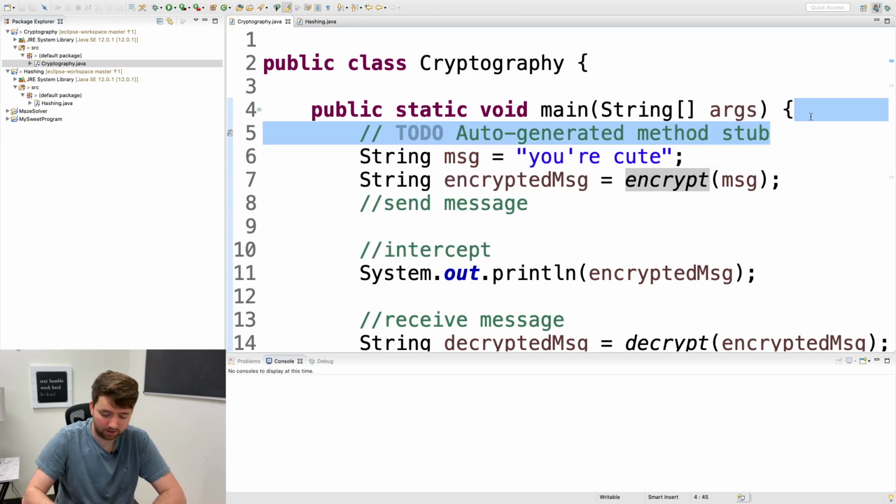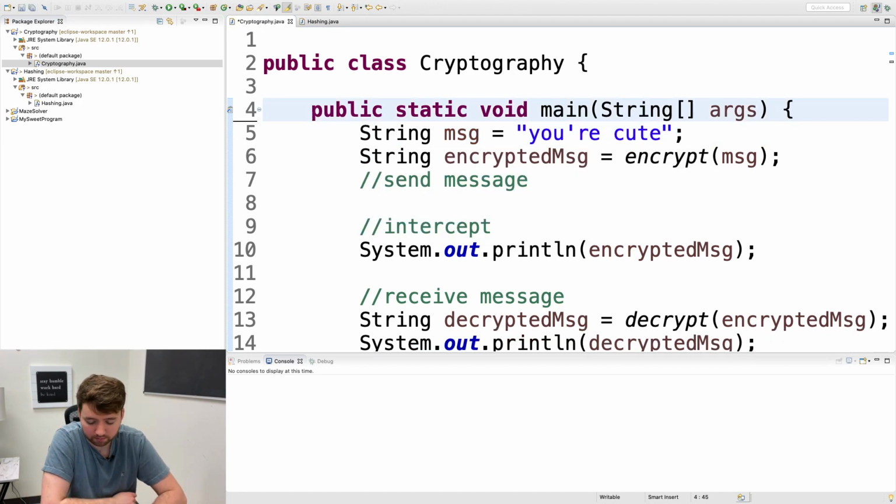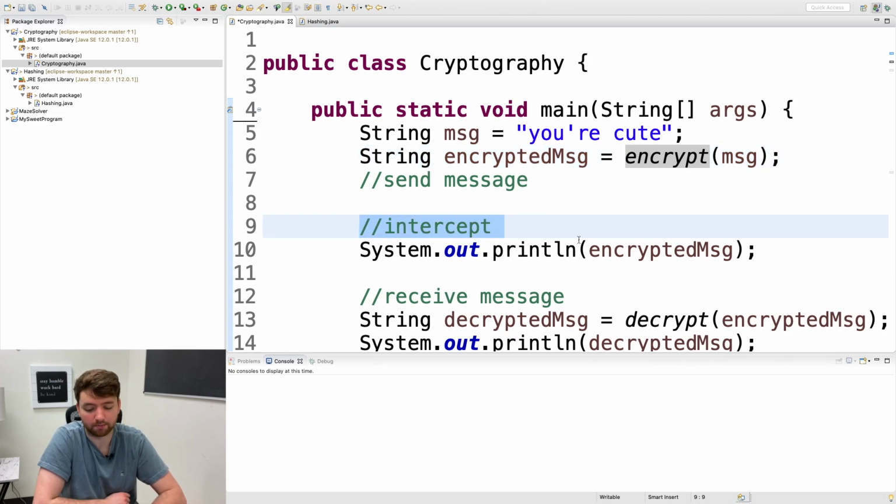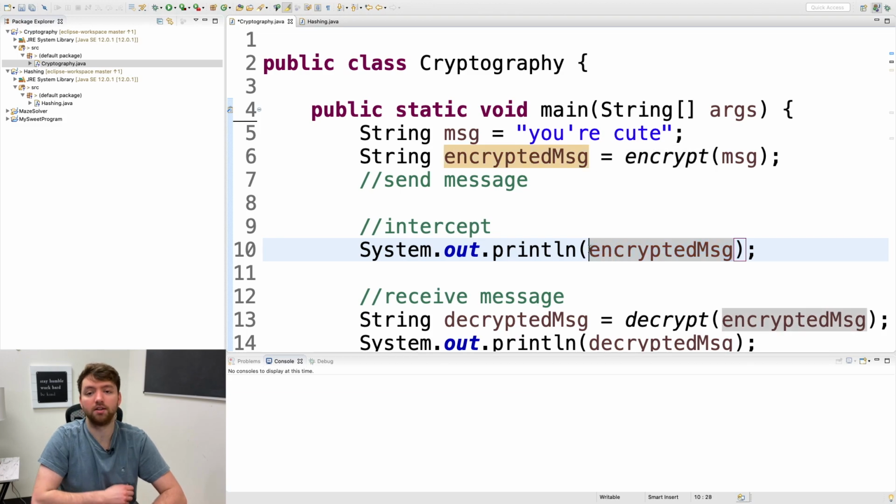And we don't need this comment here, that's just from the generated code. And then what we do is we encrypt this message. Once it's encrypted, we send it to the person we're trying to send it to. And let's just say by chance, someone grabs that letter. So that would be the intercept. And when they try to read this, they're not going to understand what it says.